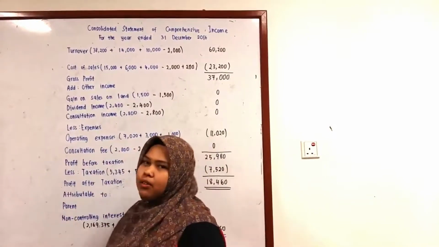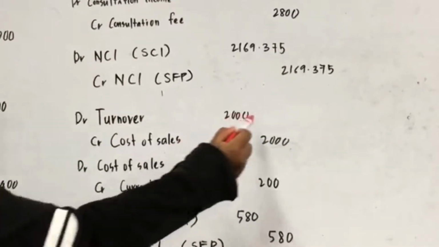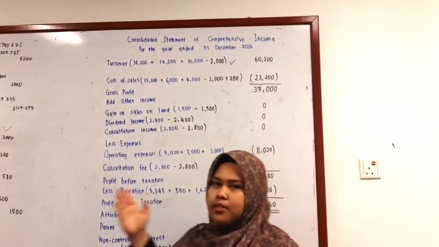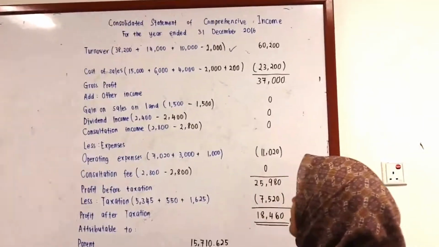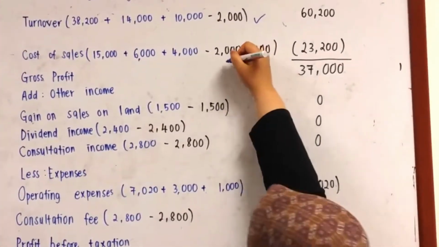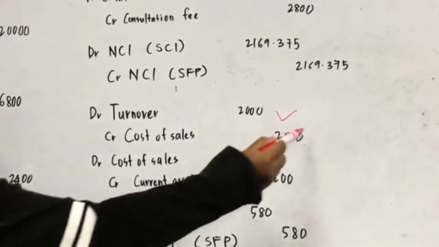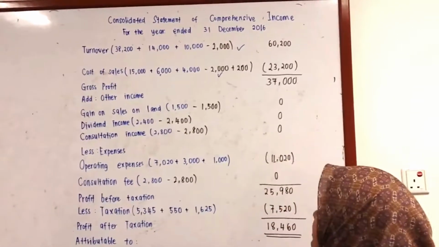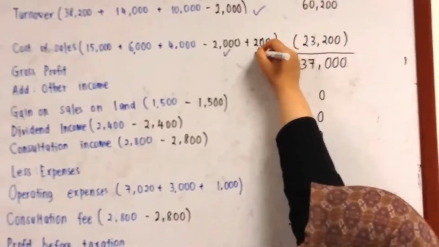As we debit turnover of 2,000, so over here we need to minus 2,000. After that, we credit cost of sales of 2,000. Then over here we need to minus 2,000. And we debit cost of sales of 200. Over here we need to plus 200.